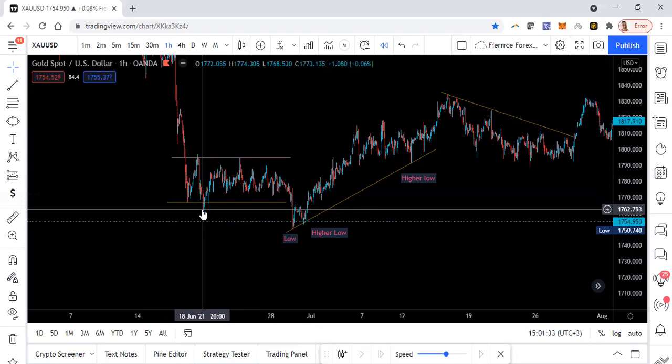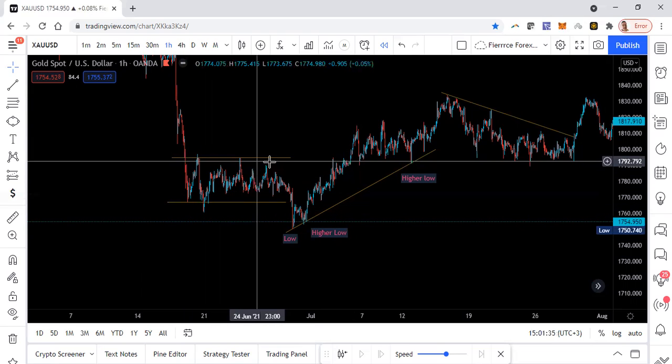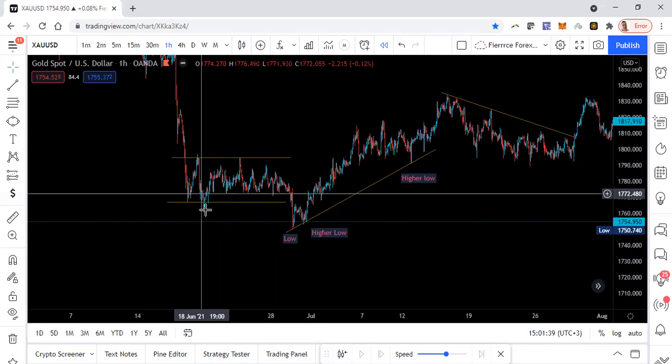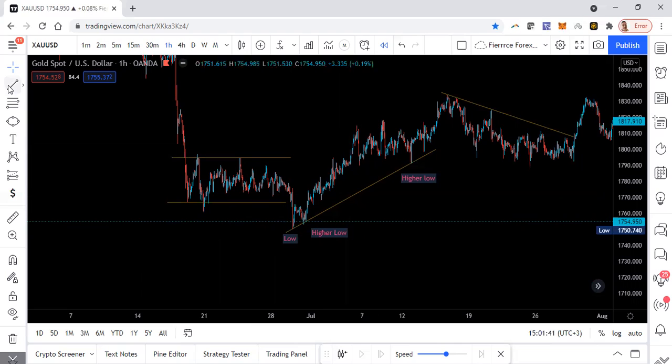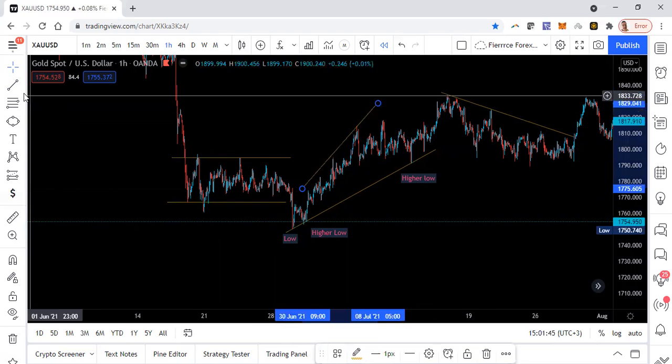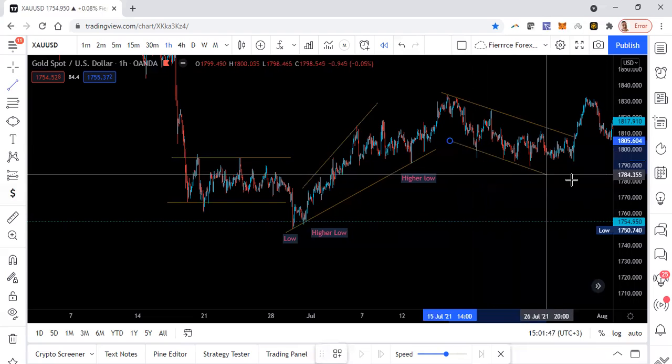Price did try to break through, but then it rejected and then continued to consolidate. Now this is a sideways trend or a sideways trend line. And then this here is what? An uptrend, okay? An uptrend. Then we have a downtrend.